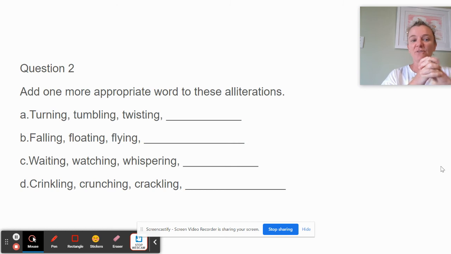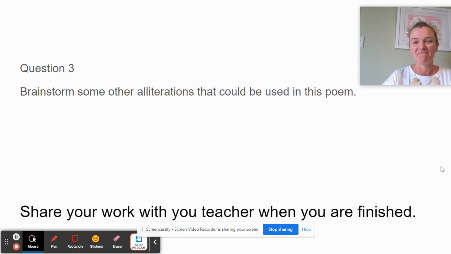Question 2, you've got 4 things, then 4 groups of words, and you need to add another one to each one of those as well. So look at what's the same. And on the last one, it's about autumn leaves. So you need to think about other alliterations that could be used in a poem about autumn leaves or falling leaves. Now remember, alliteration is about the first sounds of the word.